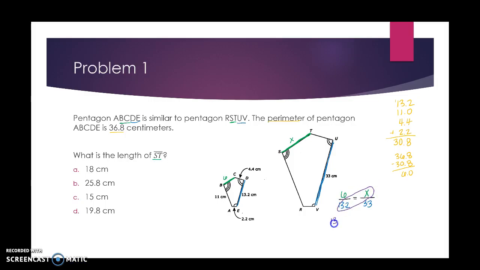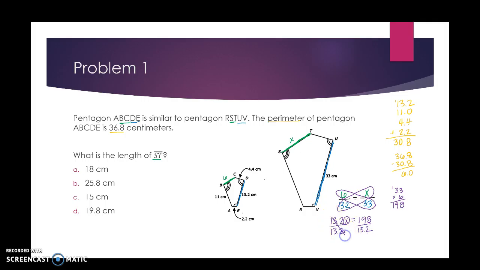So 13.2x is equal to 6 times 33, 33 times 6, 3 times 6 is 18, 18 plus 1 is 19, so 198. Got to get x by itself, so I'm going to divide both sides by 13.2, divide by 13.2.